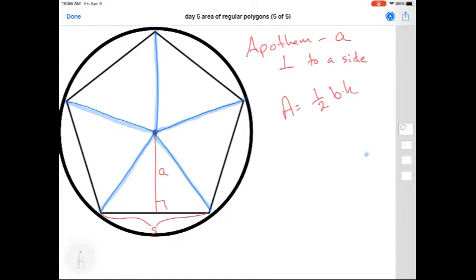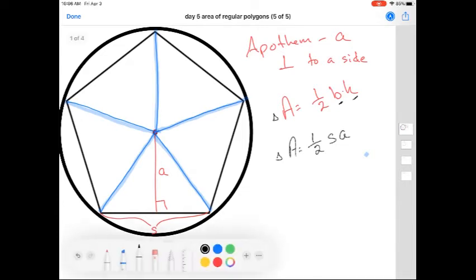That s represents the side of the triangle, or really the side of the polygon. Now I'm going to replace the base and the height with what I labeled on the diagram. The area of the triangle is equal to 1/2 times the base, which we're calling s for side, and the height h is a for the apothem. That gives me the area of just one triangle. To find the area for all of them, because they are all the same, I simply multiply by the number of triangles, which in this case is 5.